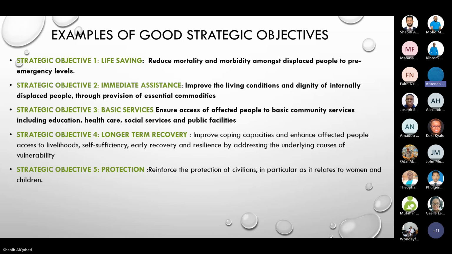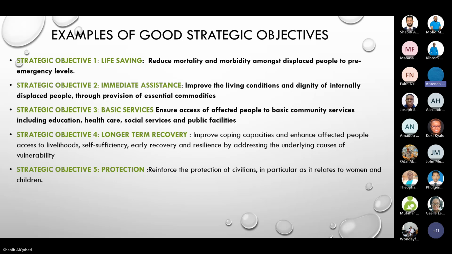Shall we go next? Okay. So these are examples of good strategic objectives. These are taken from the HRP guideline, the facilitation package, which I referred to earlier. Usually, the strategic objectives cover life-saving, immediate assistance, basic services, recovery, and protection-related objectives. As you can see, they could be formulated a little bit differently, but overall the idea is to highlight that the main focus of the HRP is saving lives and providing assistance in a timely, urgent manner, so any strategic objective which highlights the immediate nature of the assistance is also considered a good strategic objective.